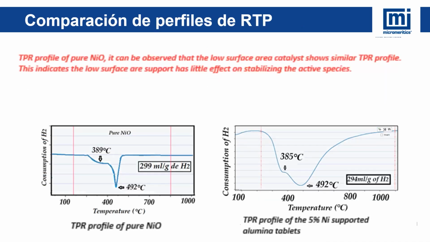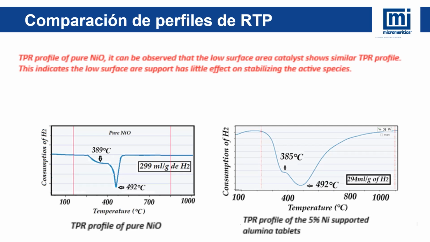So here, on the right side is a 5% nickel oxide catalyst, while on the left side is a pure nickel oxide. So you can compare both of them, and you can see very similar profiles. What that means to us is that the nickel pellets, nickel low surface area, does not interact strongly with the nickel. So we can conclude that this catalyst, low surface area, is going to sinter much faster.